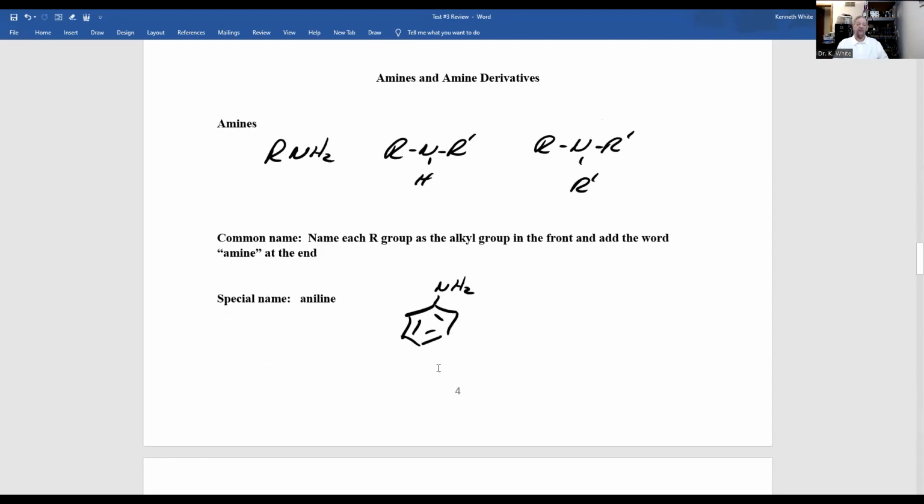Now, there's one special amine when R is a benzene ring. And remember, in an amine, the nitrogen has 3 bonds to it. It can also have 4, which I'll talk about in a little while. But in amine, the nitrogen has 3 bonds to it, and the remainder are made up by hydrogens. And when R is a benzene ring and you have 2 hydrogens, this is called aniline.